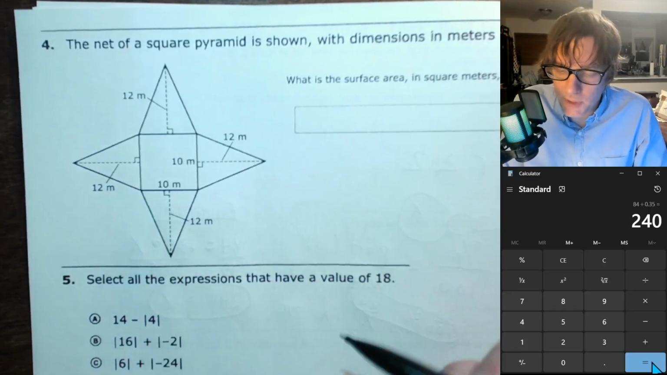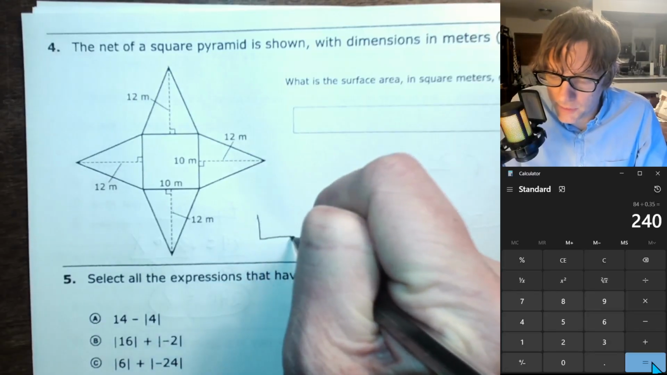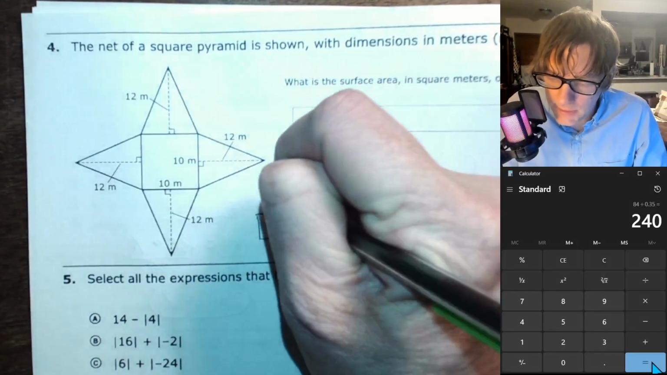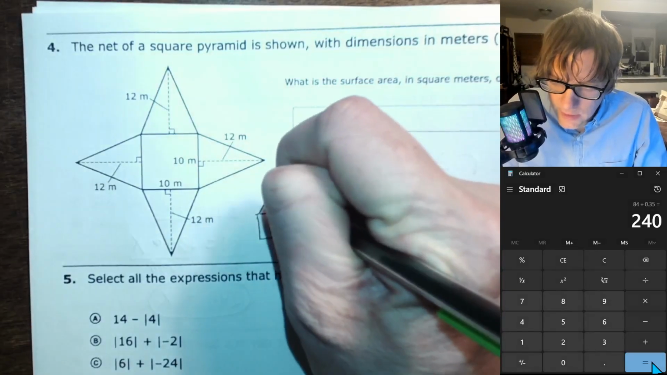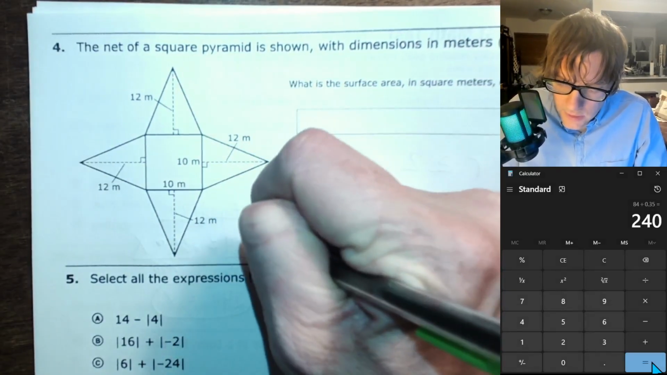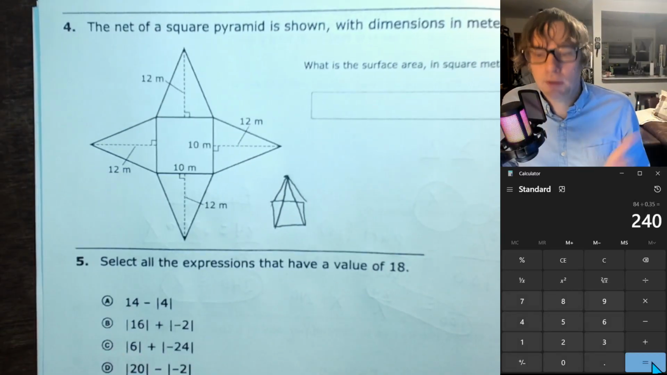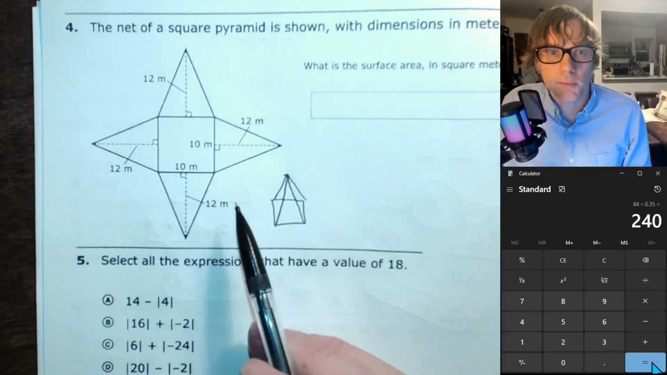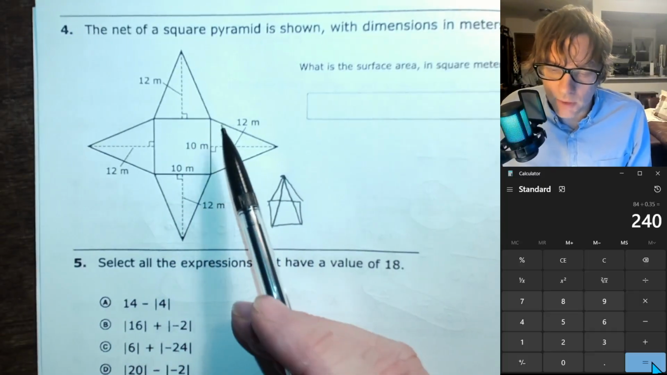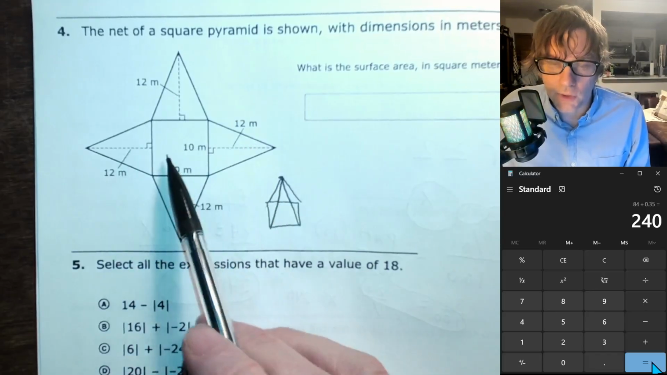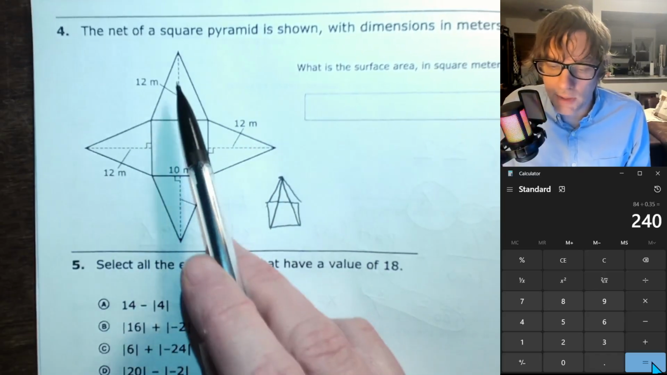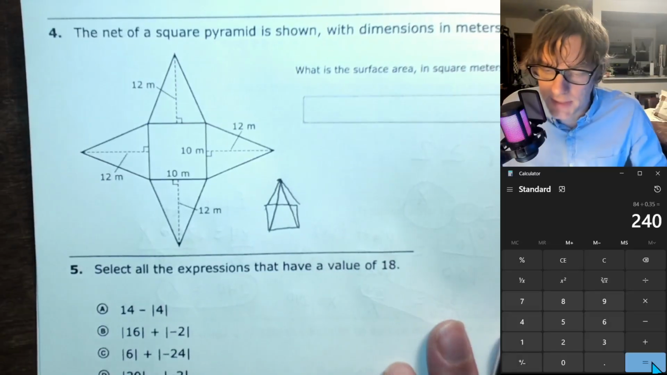So this shape is a pyramid. Like if I was to draw it in 3 dimensions, it would look like this. All right, see what I mean? It's a pyramid. But then when you open it up, it turns into this star-shaped diagram. So what they want you to do is figure out what the total area is for all of these pieces. You've got 1 square and 4 triangles inside of this net.